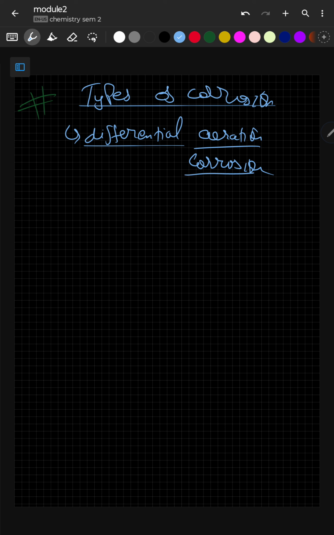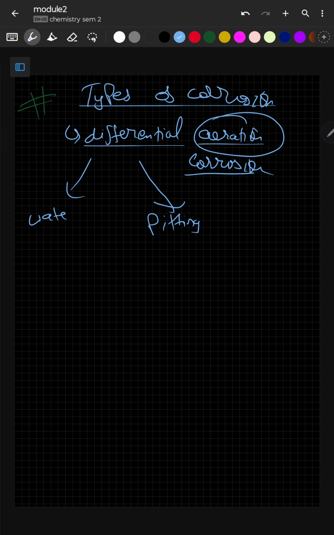Differential aeration corrosion. The name itself is there. Differential aeration corrosion means difference in concentration of oxygen. There are two applications of this in our syllabus. One is pitting and the other one is called waterline corrosion. It can also be called waterline corrosion and pitting corrosion. So these come under differential aeration corrosion.